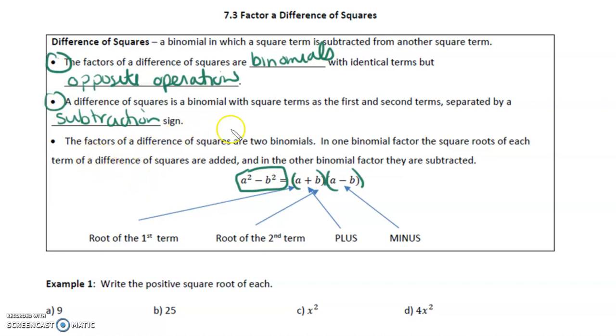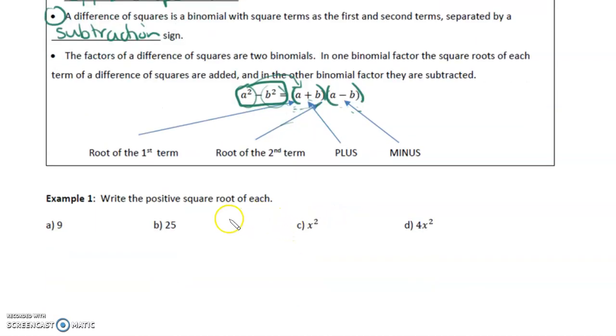And that's what this bullet means. Okay, the factors of a difference of squares are two binomials right here. In one binomial, the square roots of each term in the difference of squares are added, and in the other one, they're subtracted. Okay, so again, it's just when we root a squared, we get a. Okay, and when we root b squared, we get b. A minus b, a plus b are these two factors. Okay, so let's start from the basics.